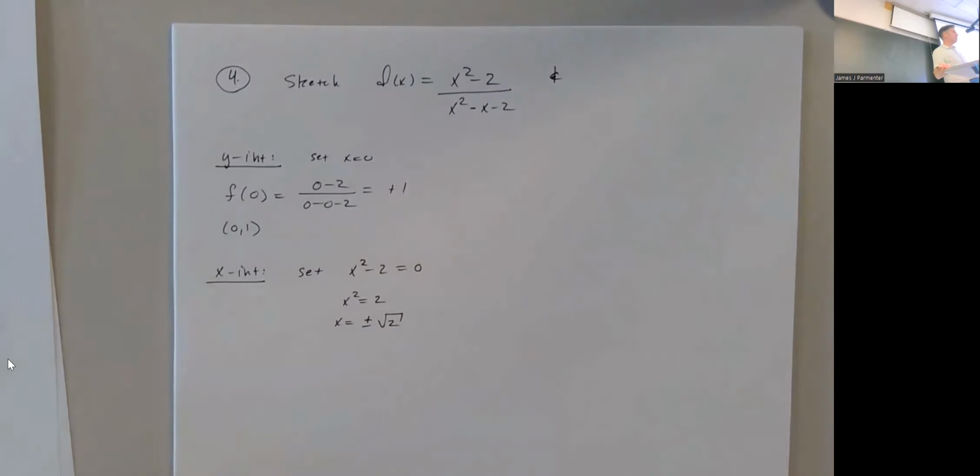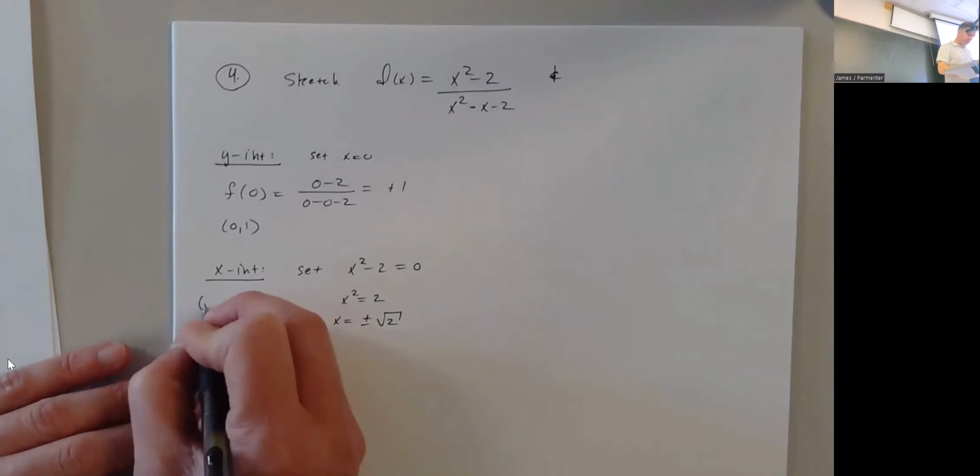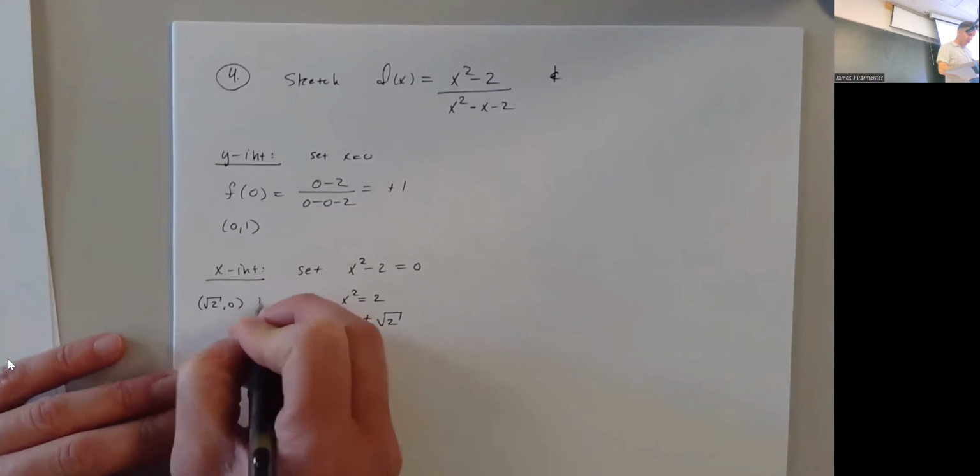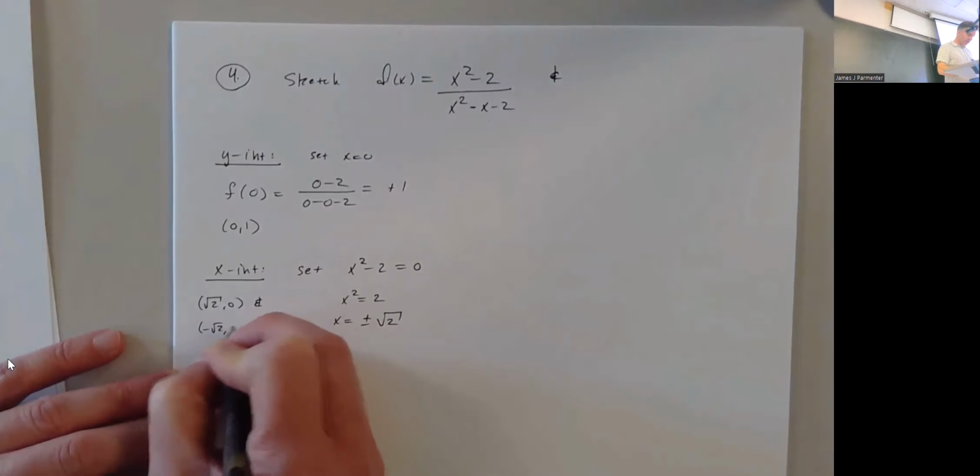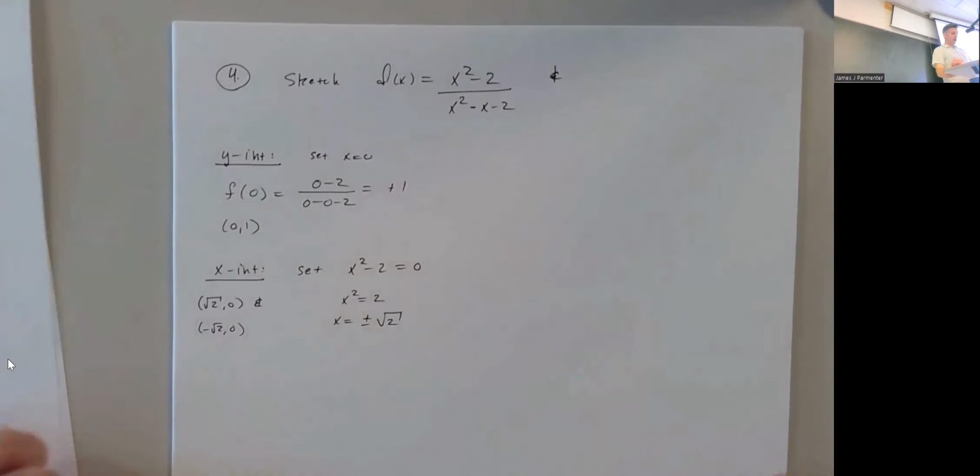It's not terrible, but we like having integers. That's not an integer. How much is the square root of 2 approximately? About 1 point something. It's about 1.4. Not that you should know all of them, but square root of 2 comes up often enough that you might want to put that in your memory bank. So we're going to get two x-intercepts: (square root of 2, 0) and (negative square root of 2, 0). All right, we've dealt with the intercepts.